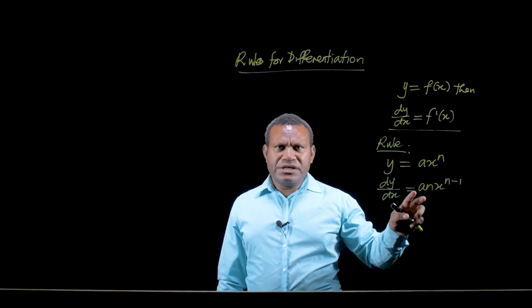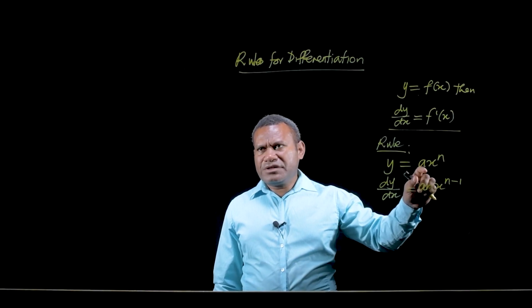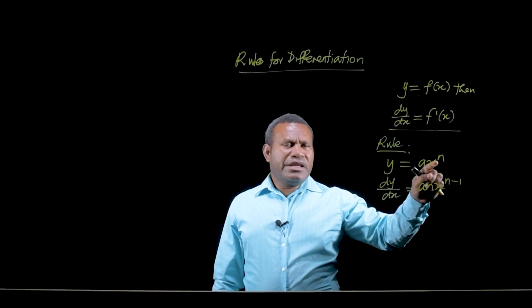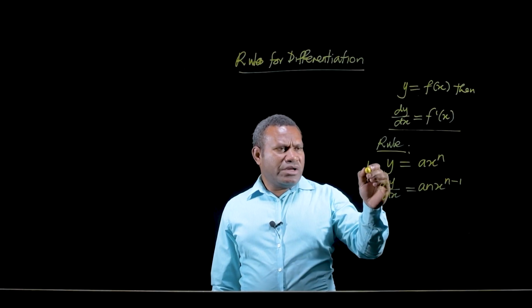Right? So this is basically the rule for differentiation. You bring the n in front, multiply by the coefficient, whatever coefficient it is, and then you subtract 1 from the exponent. Right, that's number one.